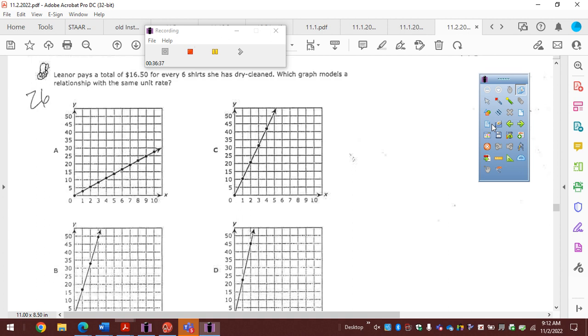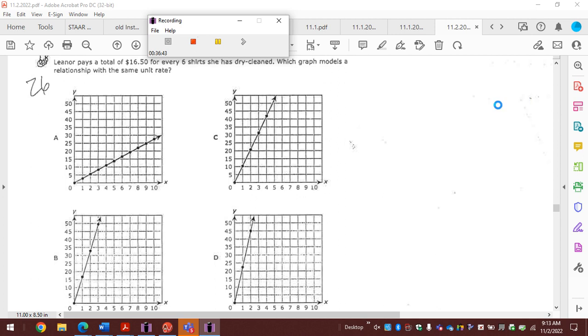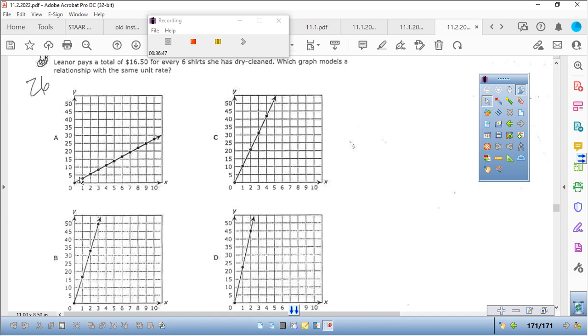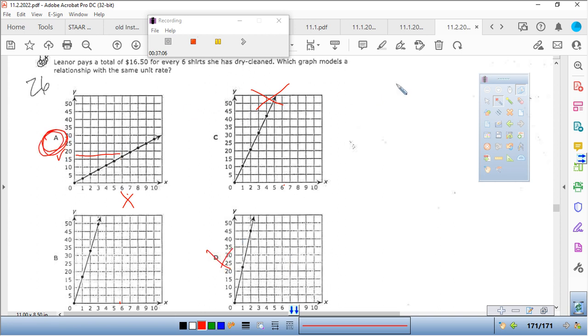Okay, so this is asking you for every 6 shirts. You want to go ahead and have what? 1650. So I'll go at 6 shirts, 1650. Oh, that is pretty good. I think that one might work. 6 shirts, am I at 16? Not even close, too high. 6 shirts, too high. Final and only answer, A.